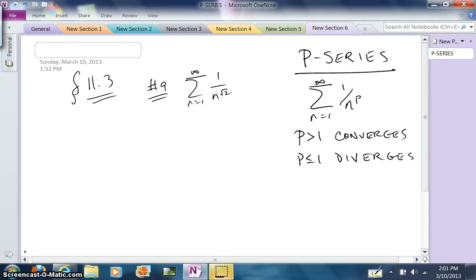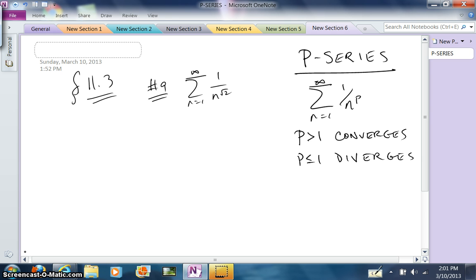Another significant block of problems in section 11.3 are the problems from 9 to 26. Those are all really good ones to practice. When you don't have much experience, that's a lot of work for you to sit there and work through those. So I'm going to go through some of them.